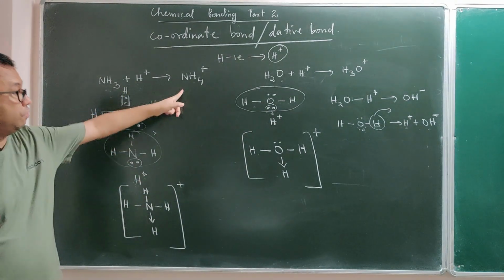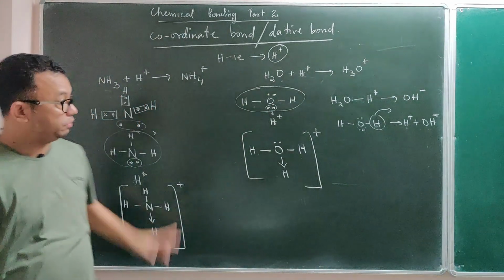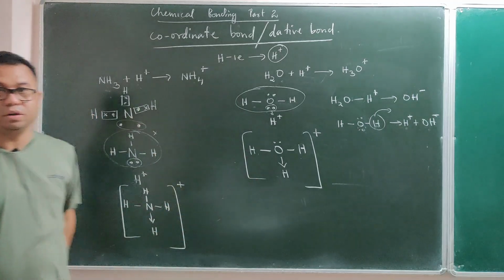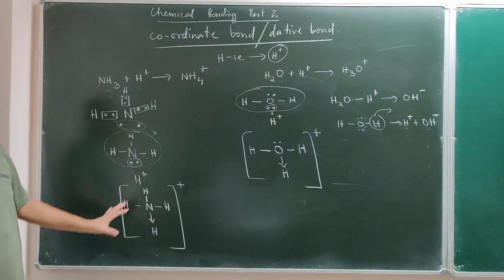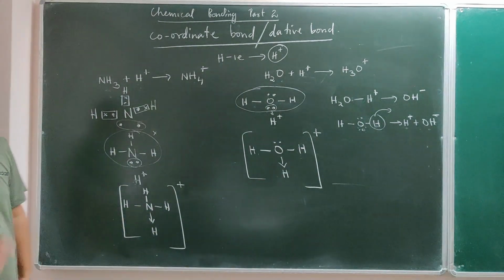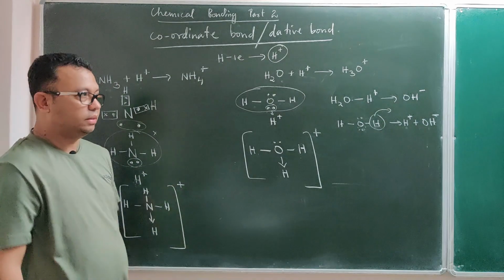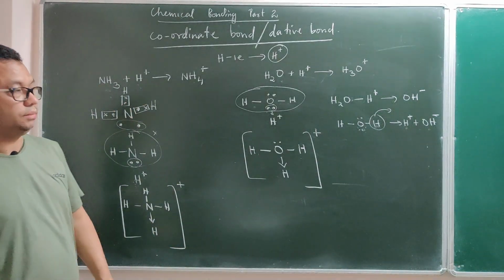See, ammonium formation is also a coordinate bond, hydronium also a coordinate bond. So both these ions are very important from your ICSE point of view, from your board point of view. These questions are asked: write the formation of ammonium ion, hydronium ion. Alright, something which I have left out before, and in the previous class also I told you that we will discuss this at last.